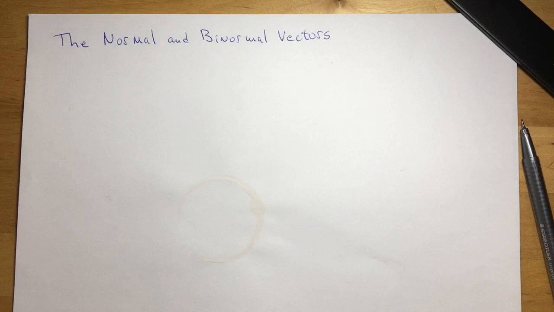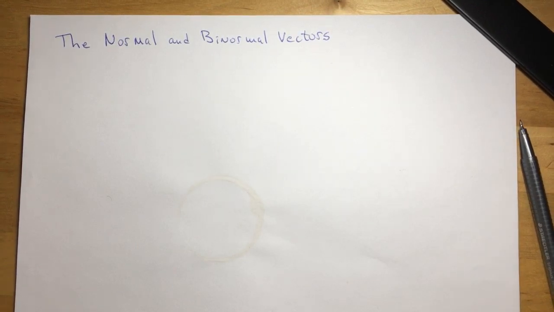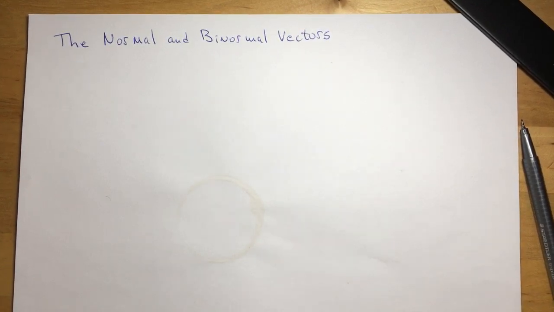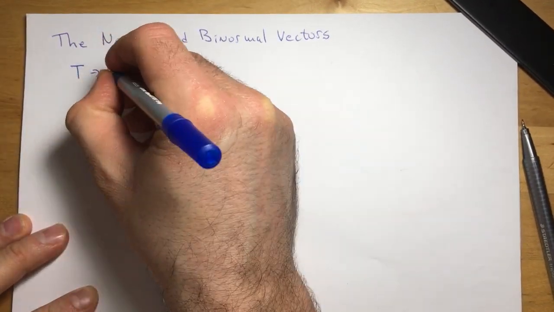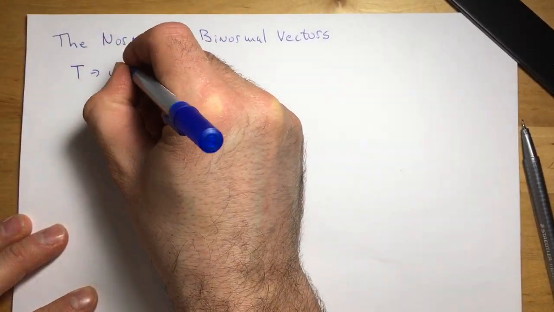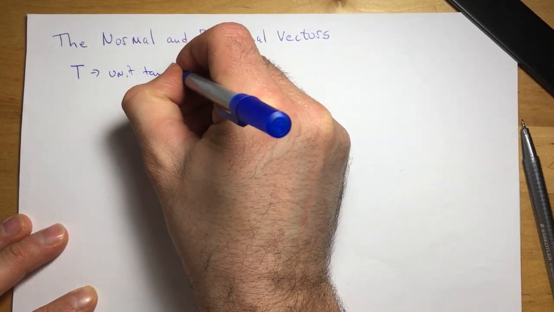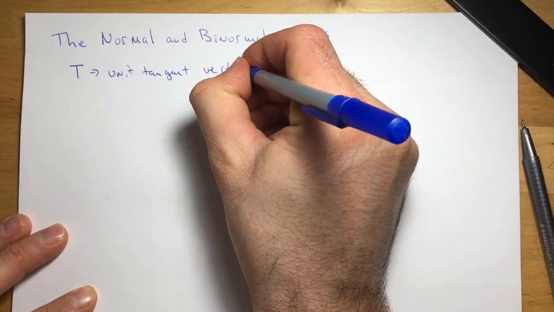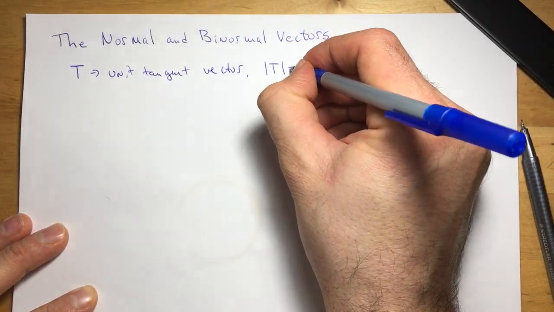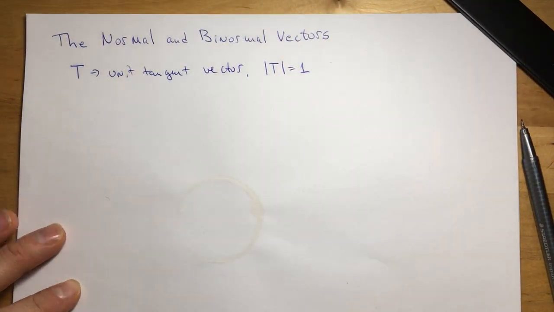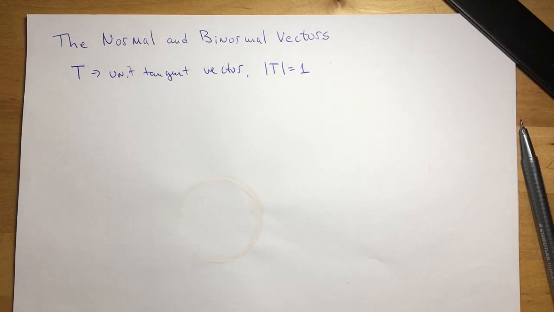In this video we'll talk about the normal and the binormal vector, okay? And those are closely related to the unit tangent vector that we talked about yesterday in the last video. And within its name, right, it states the fact that the magnitude of this vector is 1.